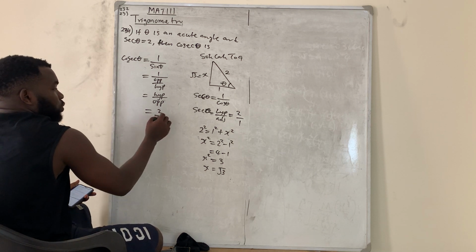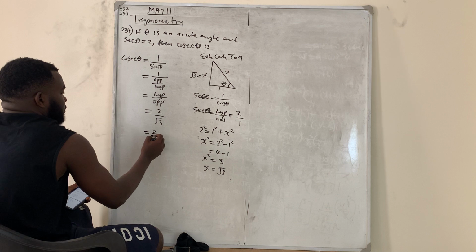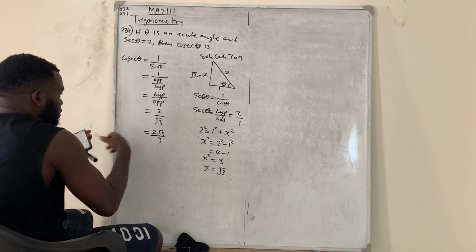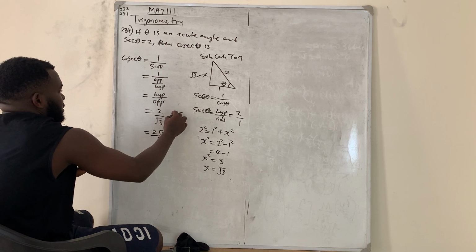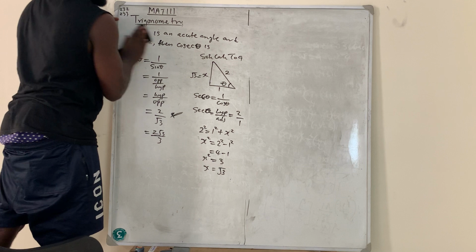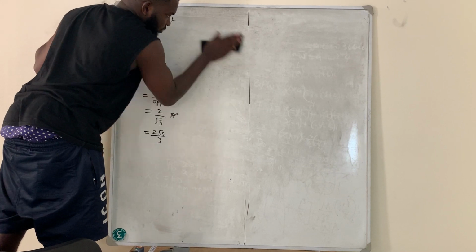But if not, you are supposed to rationalize. If you rationalize, you are going to have 2 root 3 over 3. But since this one is in the option, this is the answer. Right? So we'll go to the next question.